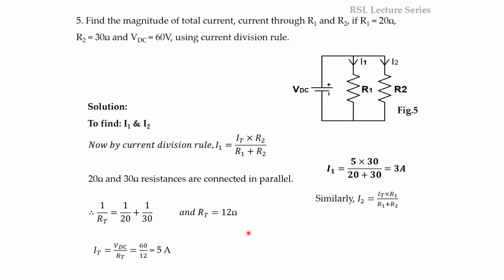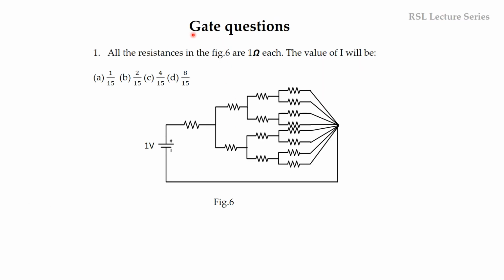Similarly, I2 is equal to total current multiplied by the opposite resistor, that is R1, divided by the sum of the resistors. So here also we can directly apply the values. So 5 into 20 divided by 20 plus 30. So that is equal to 2 ampere. So now we'll solve some GATE questions.